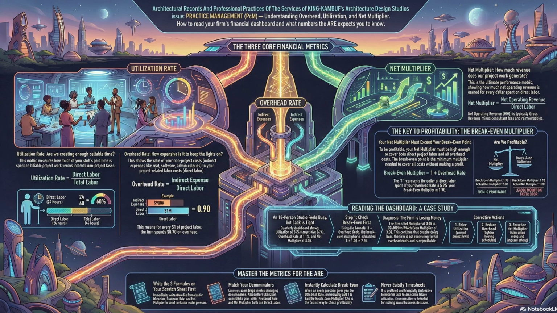And the overarching lesson from the King-Kambuf case? Busy does not equal profitable. You can have high utilization and still be failing if your fees are set too low, or if silent scope creep and rework are just decimating your net operating revenue. The goal is to manage projects so accurately that every single hour coded as direct labor genuinely contributes to recovering costs and building profit. That's the management discipline needed for survival.